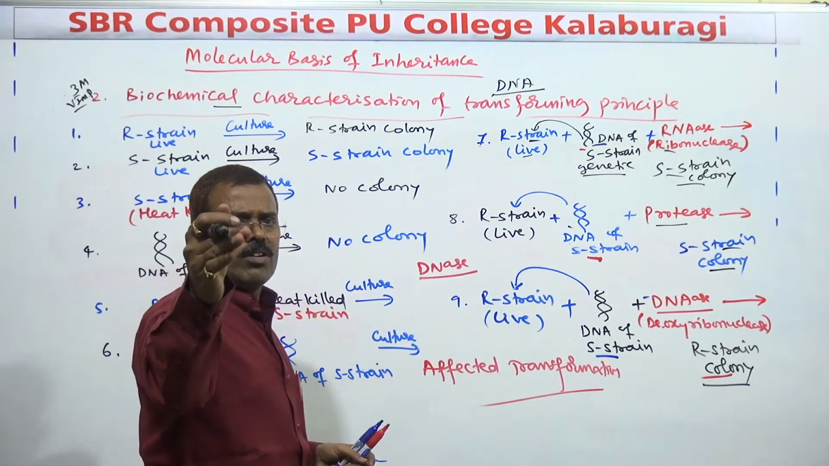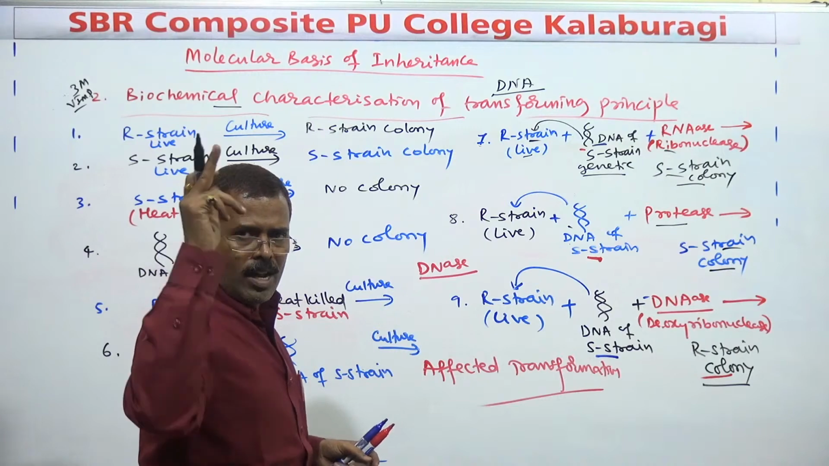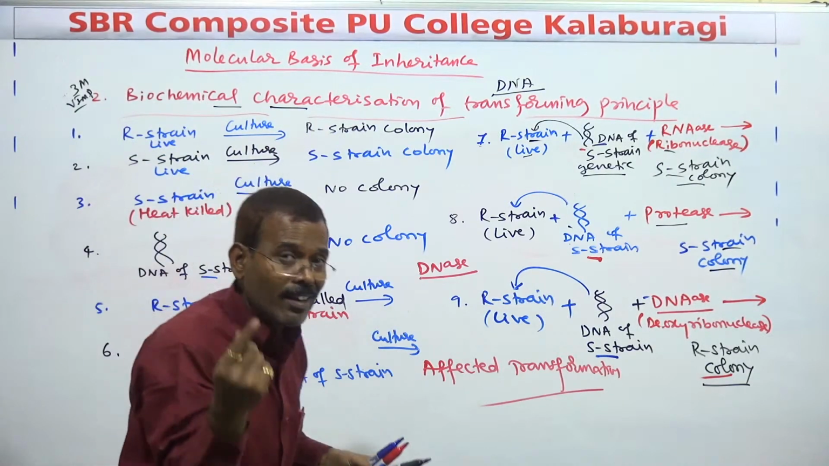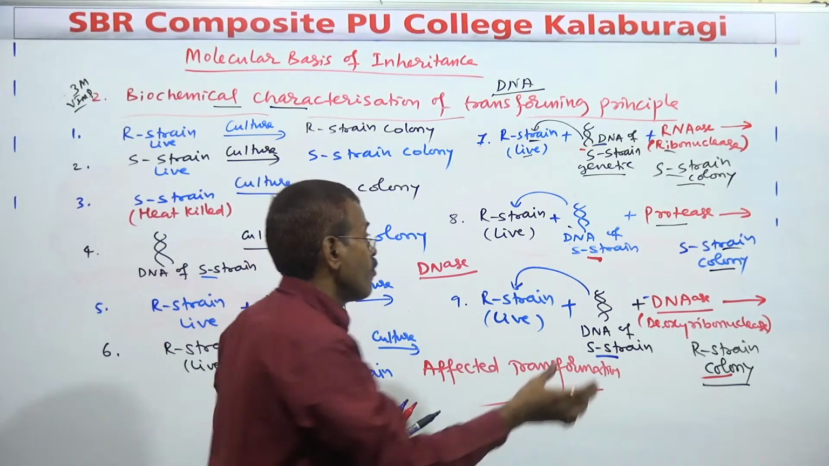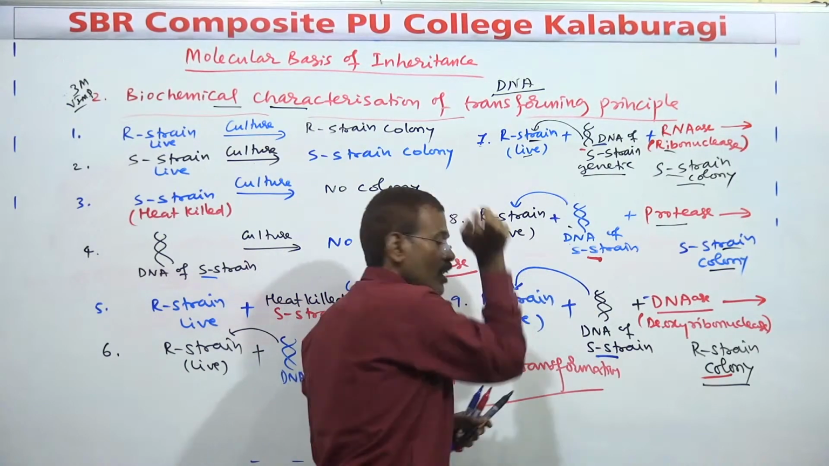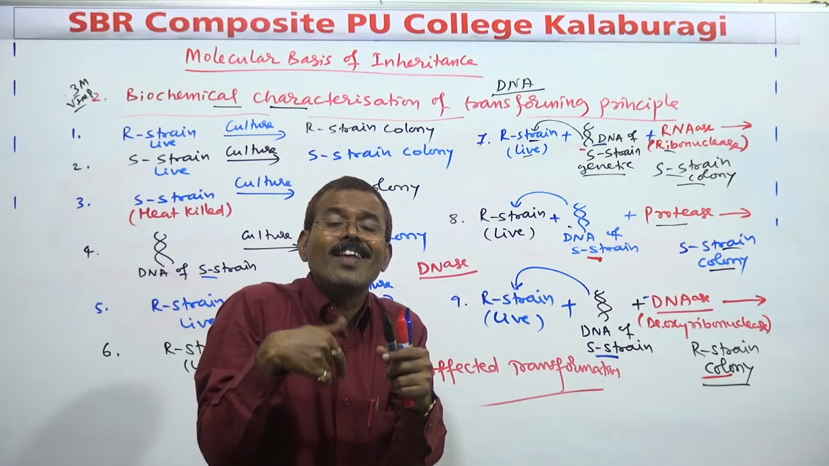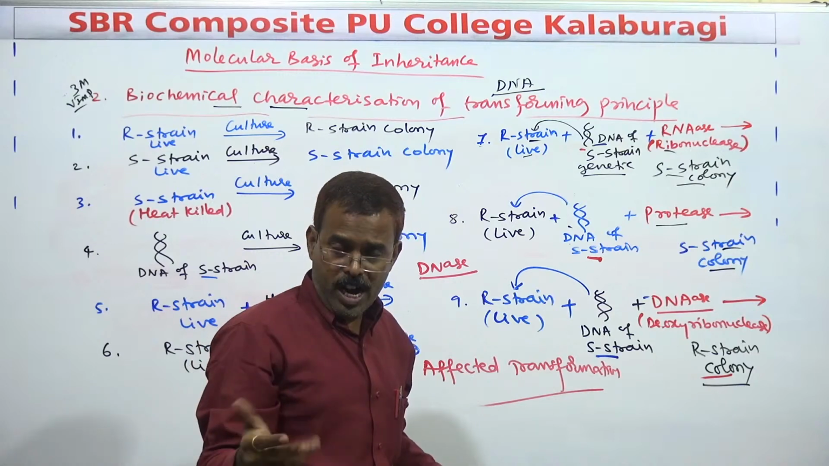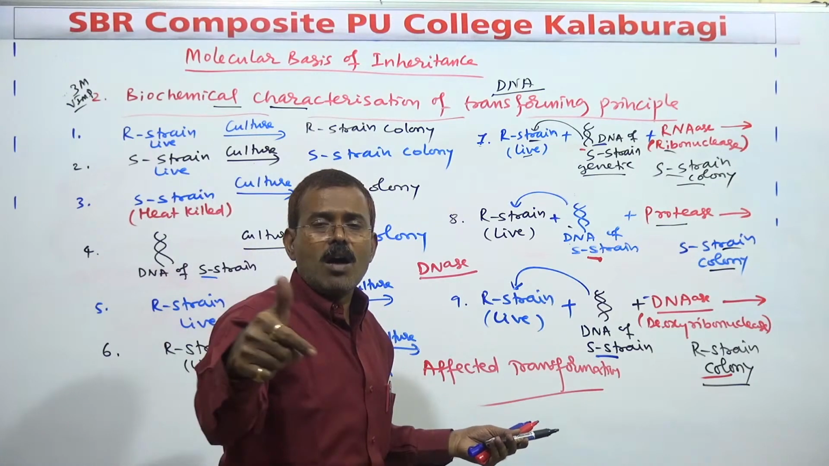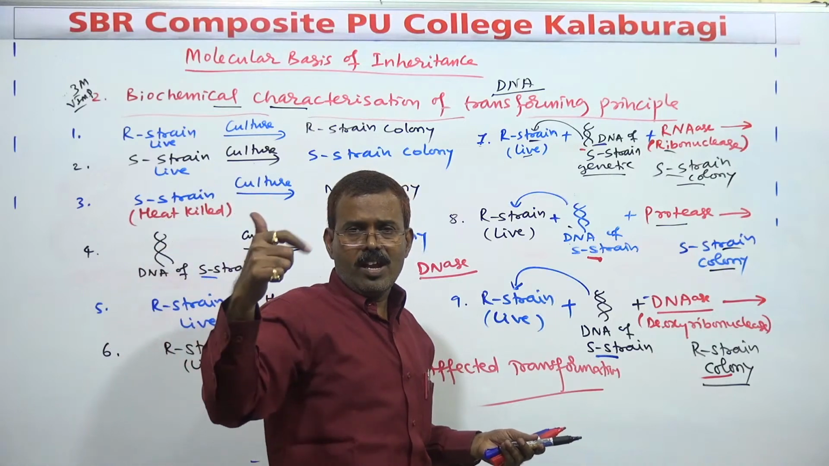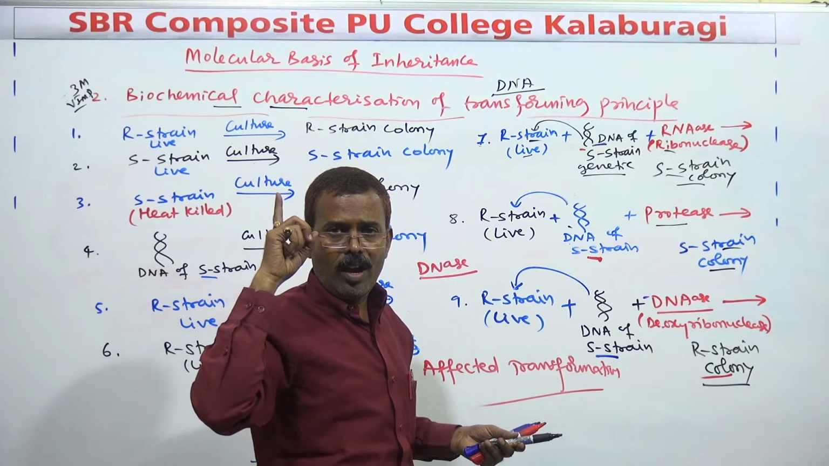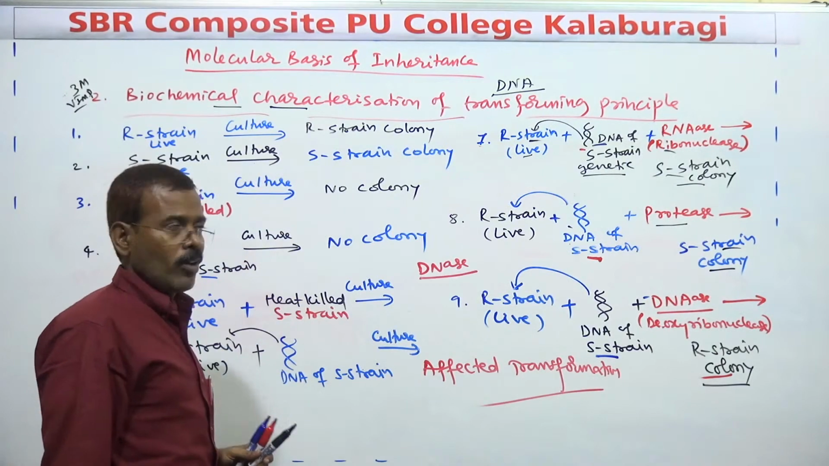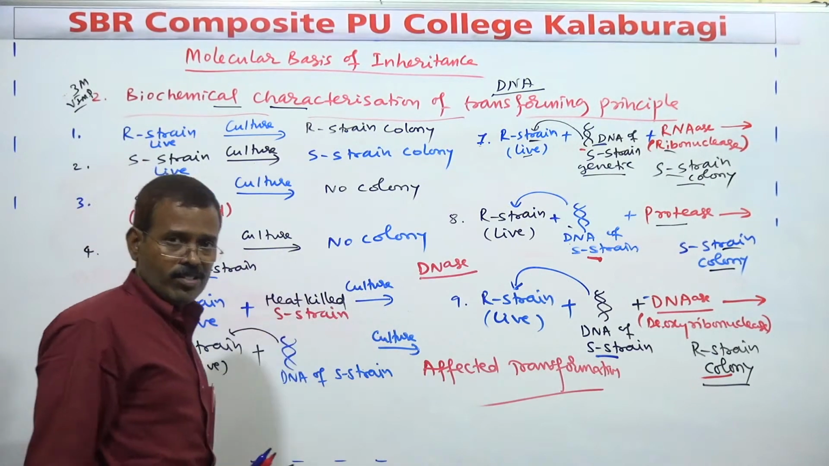So this is every MacLeod and McCarthy experiment, that is biochemical characterization. Biochemical characterization means what kind of material is entering the strain and converting that into smooth strain. Biochemically, whether it is the DNA, RNA, protein, or lipid, that is what is being confirmed with this experiment by these three, Avery, MacLeod, McCarthy on the bacterium Diplococcus pneumoniae, remember. So this is biochemical characterization of the transforming principle.